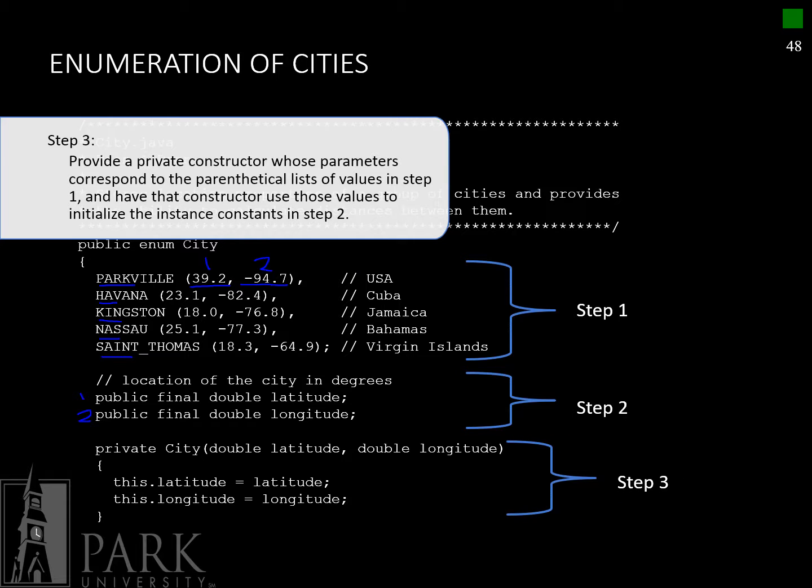Step 3, provide a private constructor whose parameters correspond to the parenthetical list of values in step 1, and have that constructor use those values to initialize the instance constants in step 2. We've been doing this all along with our classes and creating constructors for those classes, right?